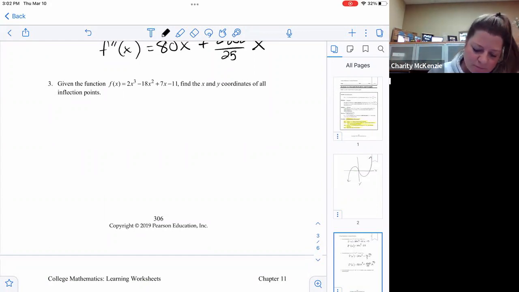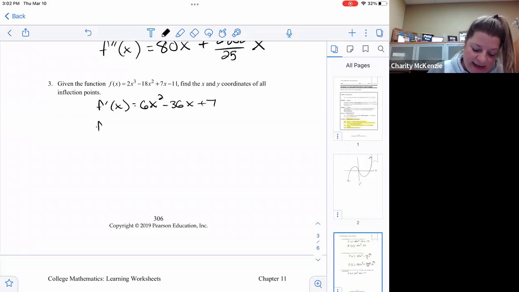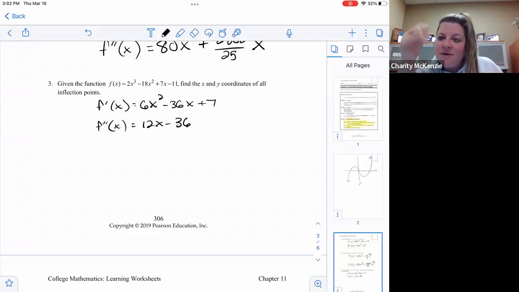Problem 3. I want to find the x and the y coordinate of some inflection points here. So first of all, I know I have to find the second derivative. So start with the first derivative. So I get 3 times 2 is 6x squared minus 18 times 2 is 36x plus 7. So there's our first derivative. Second derivative will then be 12x minus 36. So I went from an x to the 3rd to an x. So this is a line, which is fine.